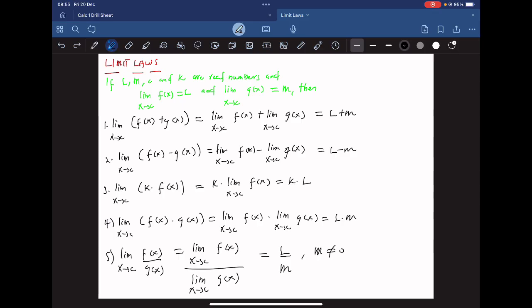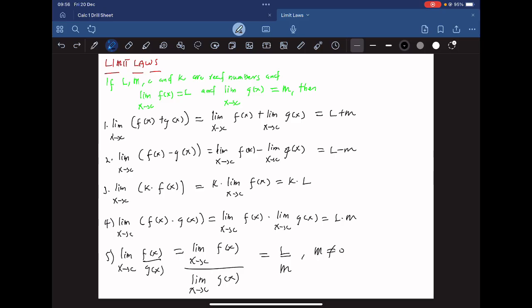The second property is the same thing, just that over here instead of addition we have subtraction. So we distribute the limit, then we subtract M from L. For the 3rd, we have the limit as x approaches c of k times f of x. So in this case, k is a constant. Now, whenever you have this kind of limit, you always write the constant outside, then you write your limit as x approaches c of your function. So that is why we have k multiplying L.